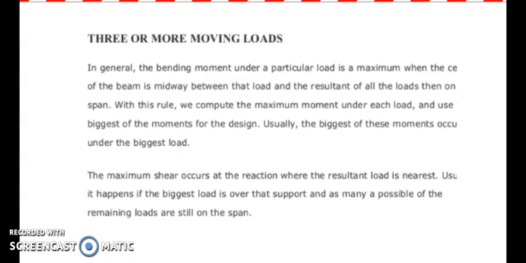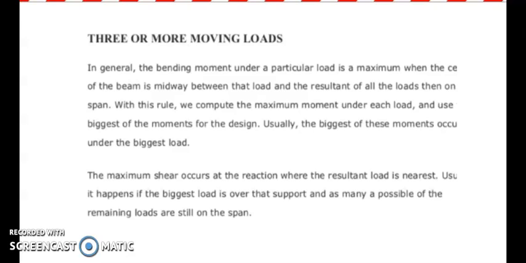For three or more moving loads present on the beam, in general, the bending moment under a particular load is a maximum when the center of the beam is midway between that load and the resultant of all the loads on the span. Using this rule, we compute the maximum moment under each load and use the biggest moment for the design. Usually, the biggest moment occurs under the biggest load.